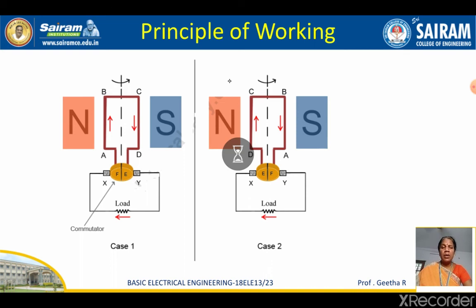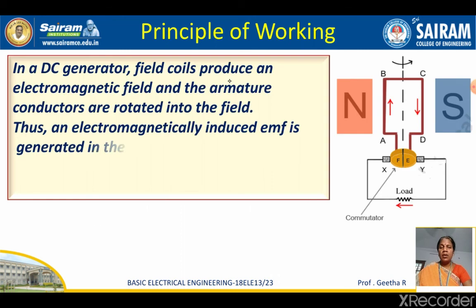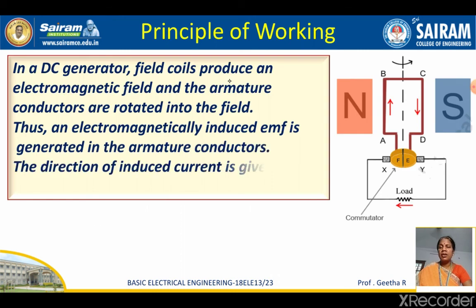Whenever this coil is rotated, an alternating EMF will be induced in the coil. So in a DC generator, the field coils produce an electromagnetic field. The coil is wound surrounding the pole. When it is excited, the magnet becomes an electromagnet. So these field coils produce an electromagnetic field and the armature conductors are rotated inside the field. Thus, an electromagnetically induced EMF is generated in the armature conductors.